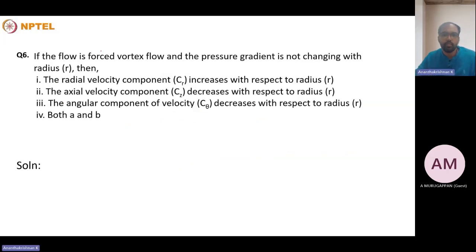We can move to the next problem. Let's look into the problem and try to solve. We'll come back within a couple of minutes.